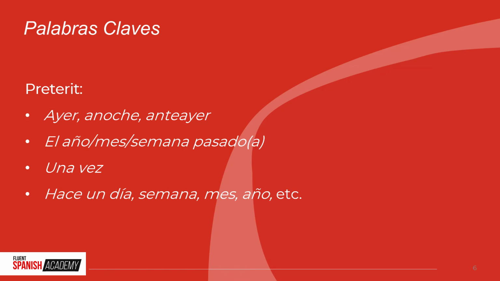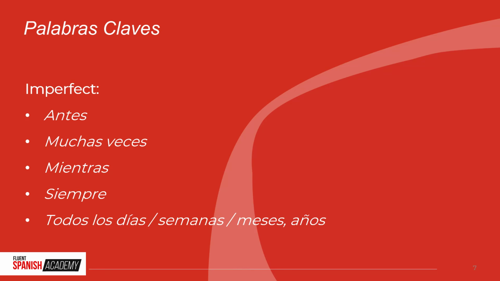Can you see how these words are all describing specific points in the past? That's why we use the preterit. In contrast, when you say these words, you're going to need the imperfect. Antes, muchas veces, mientras, siempre, todos los días.